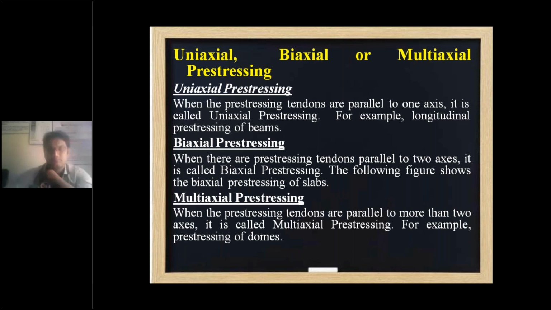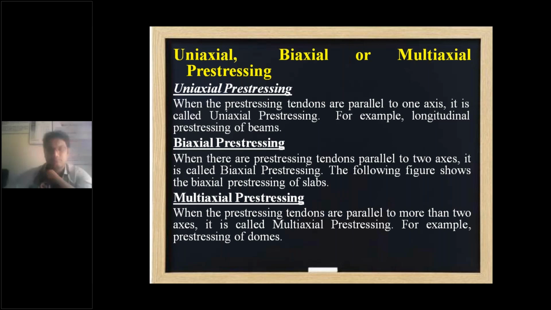And what is the third one? Multi-axial pre-stressing. What do you mean by multi-axial pre-stressing? When the stressing tendons are parallel to more than two axes. One axis, it is uni-axial. Two axes, it is biaxial. Multi-axial means more than two axes. So it is called multi-axial pre-stressing.